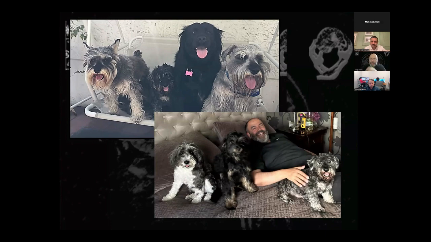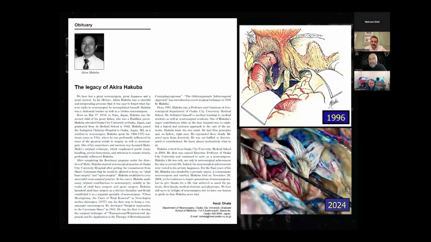And I always try to follow this in my life. If you see the original drawing of Akira Hakuba in the upper diagram, you see that all the anatomy was there. But if you compare what we have now with the microscope, we have much more detail in our surgery.